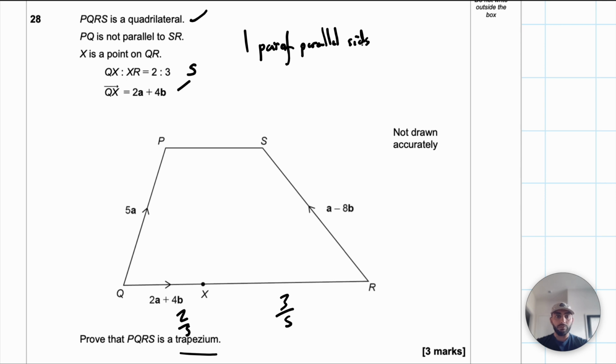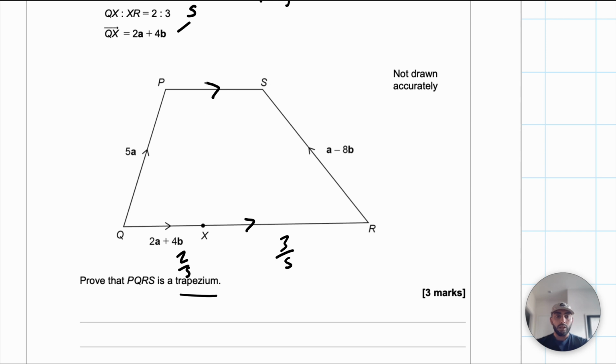So they've told us something very important. It says PQ is not parallel to SR, so this line is not parallel to that line. That means PS will need to be parallel to QR. That's how we're going to try and prove this. We need to find the vector of PS and the vector of QR and show that they are parallel to each other, and that'll prove that it's a trapezium.